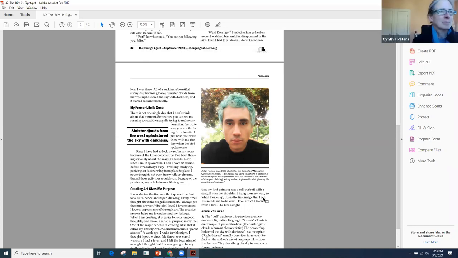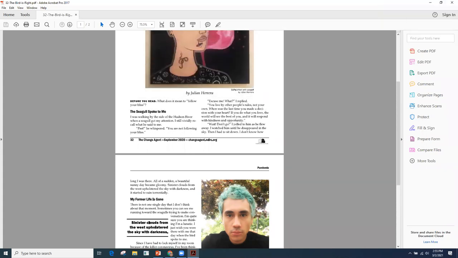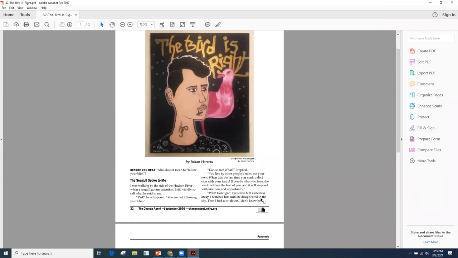Mm-hmm. I think it would be helpful also to talk about point of view in the story. How would it be told from the point of view of the author? How would it be told from the point of view of the bird? That's a great idea. Somebody's got to be the bird.